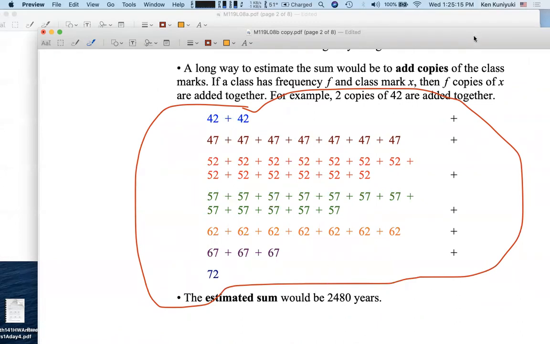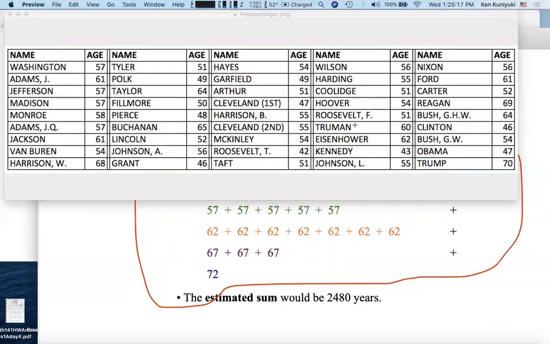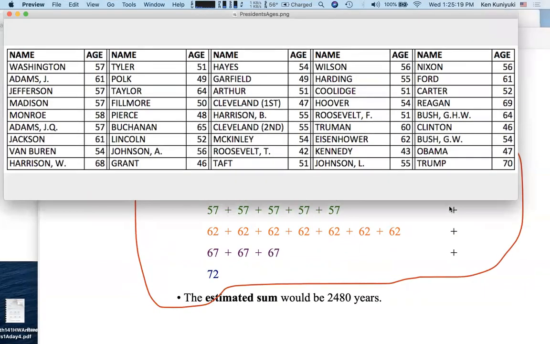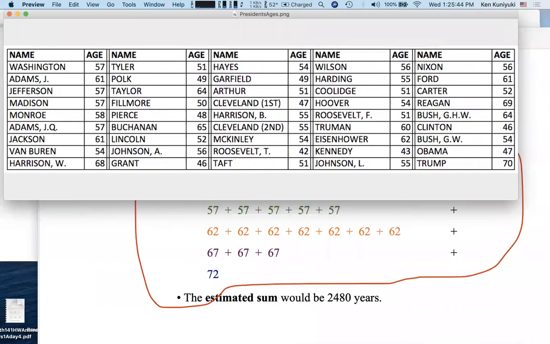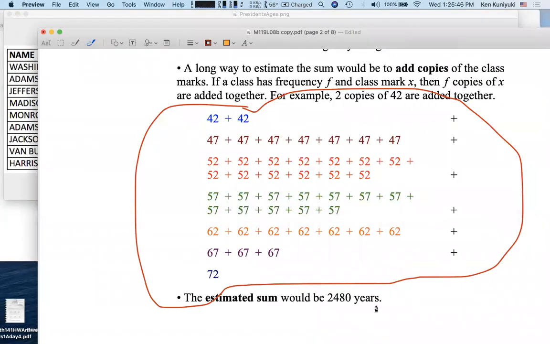Just for kicks, if we were to go back to the original data values, these here, what would be the sum? Let's ask Excel. I have the actual ages here, the raw data. The actual sum, B2 to B46. Again, we're rounding down ages to the year. So the actual sum based on our Excel spreadsheet was 2,475 years, and our estimate was 2,480 years. That's pretty close.